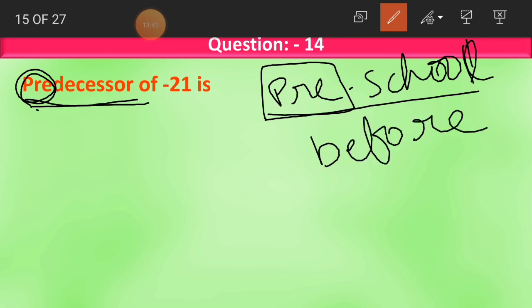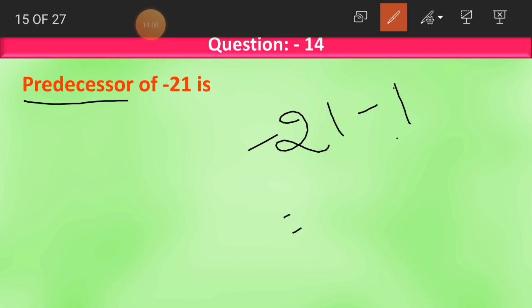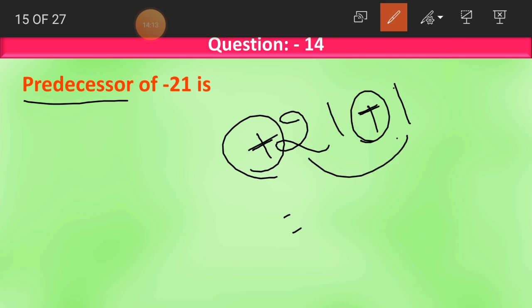Now how do we find out something that comes before? We subtract 1. For predecessor, we subtract 1 from the given number. Now our given question is minus 21. To find the predecessor, we subtract 1 from it. Again, both the signs are same here, right? Minus 21 and minus 1. Now what would you have done if it was plus 21 and plus 1? Again, both the signs are same here also. What will you do? You will add them up, right?